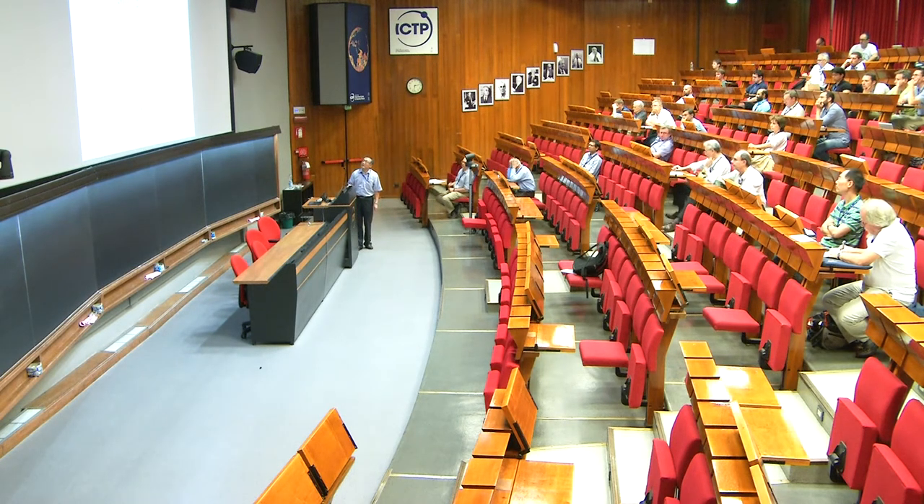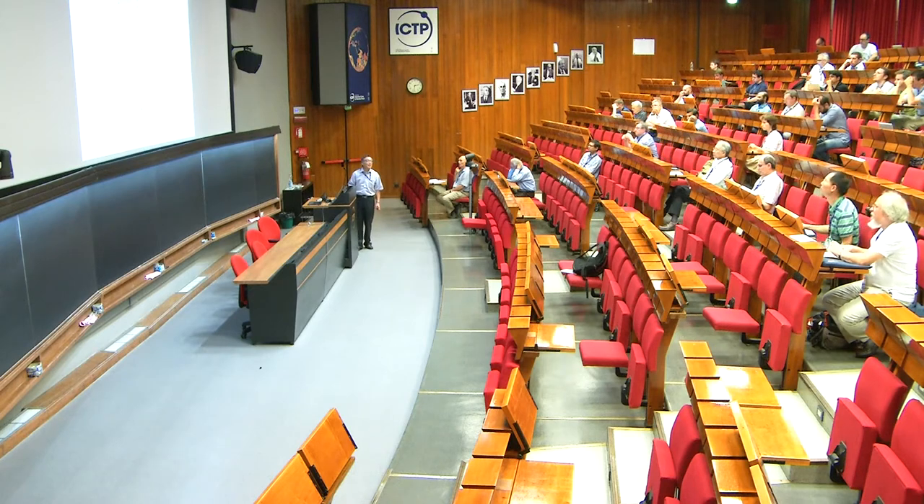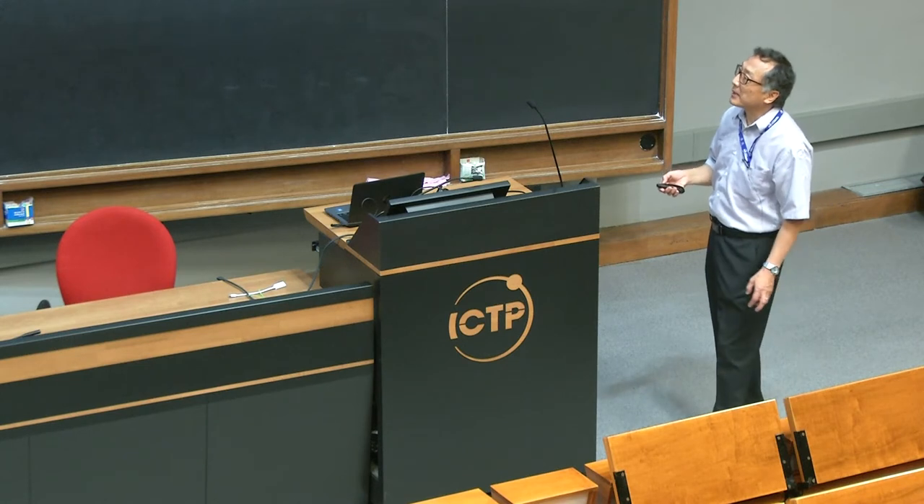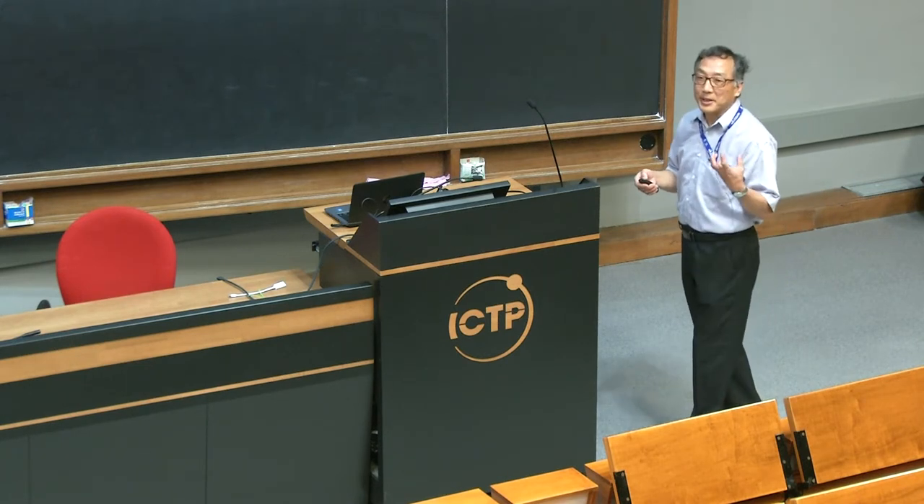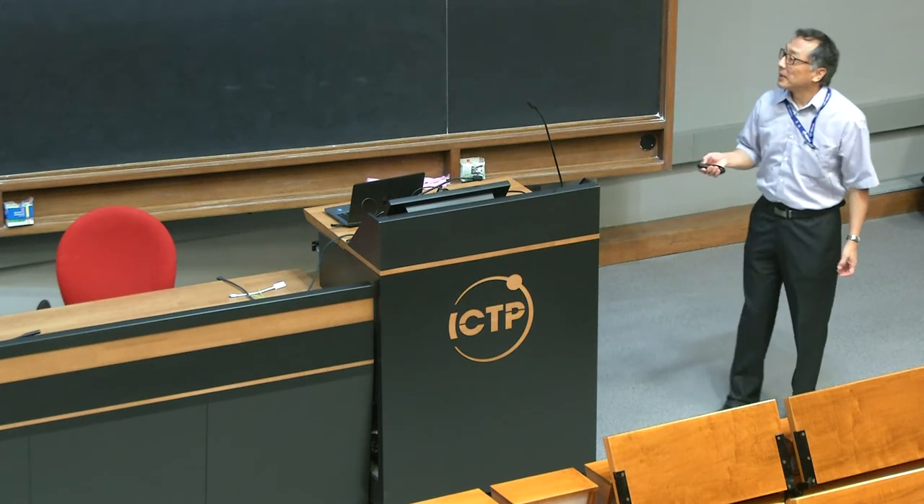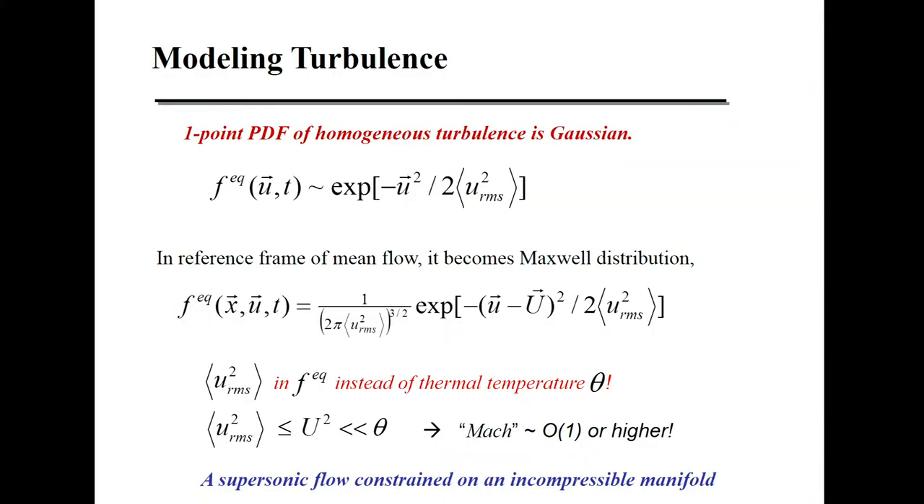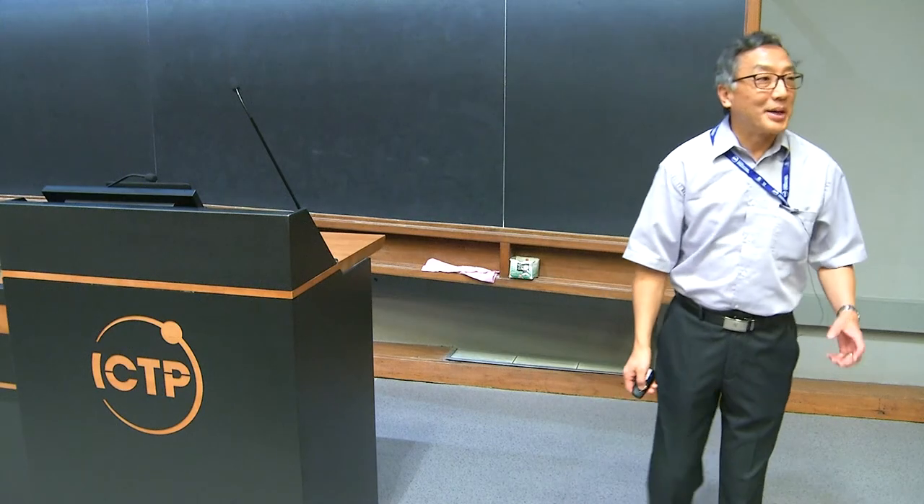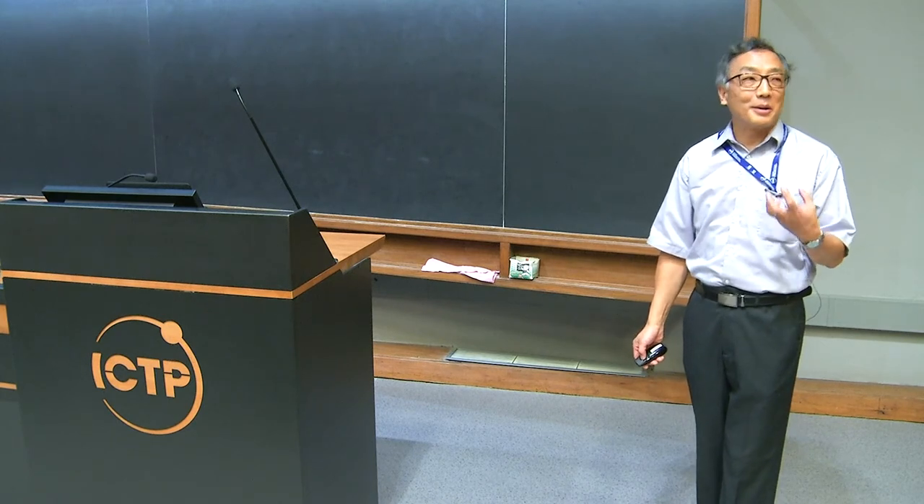First of all, what's inside the exponential function, this u_RMS squared, is not the usual thermal temperature. In practice, this u_RMS squared is the fluctuation of the turbulent flow. Usually, it is smaller than the mean flow squared. And of course, the mean flow squared in our low Mach number simulation is much, much less than the thermal temperature. So if this is the effective turbulent temperature, this flow is like particles, but at a very, very low sound speed or very low temperature.